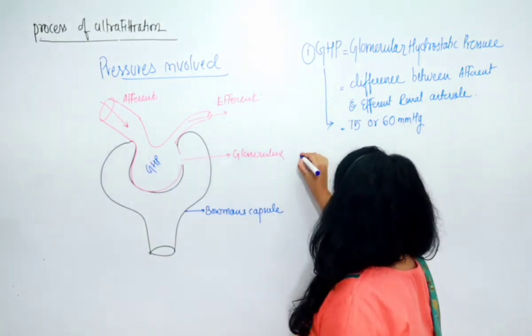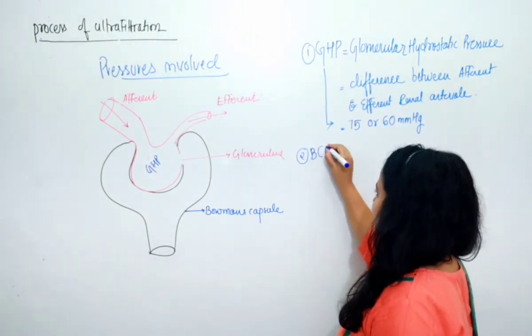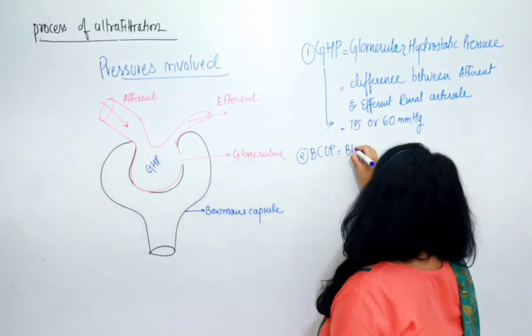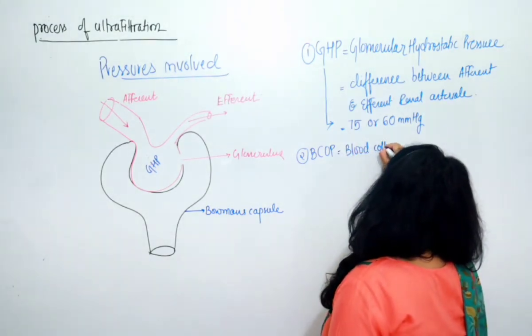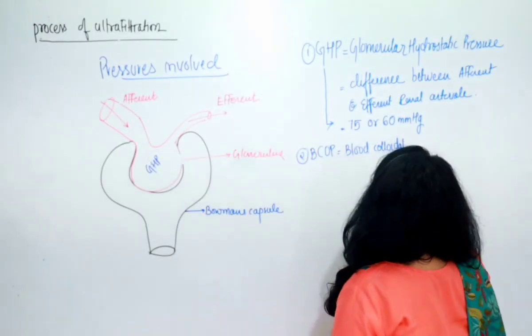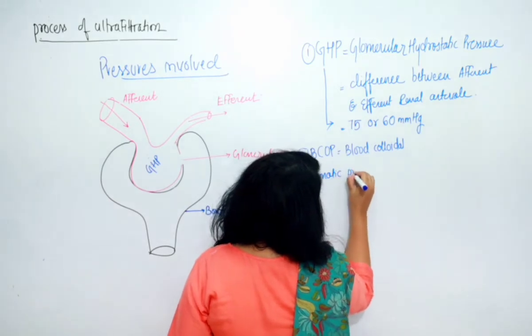Now, the second pressure that is involved is known as BCOP. BCOP is blood colloidal osmotic pressure.